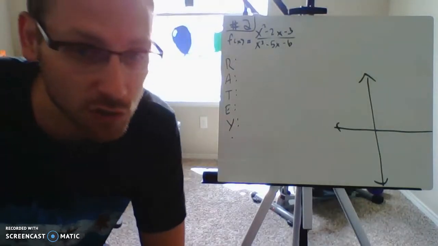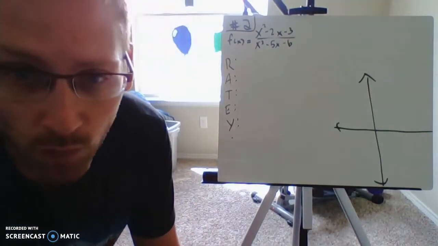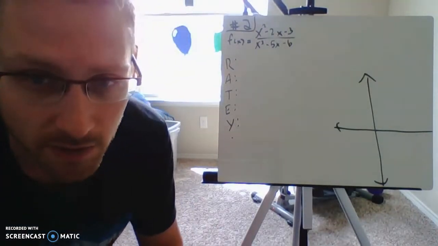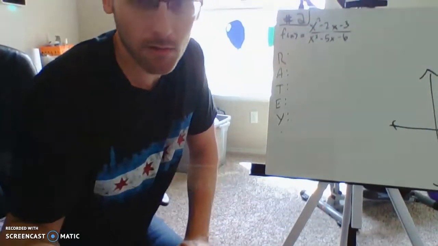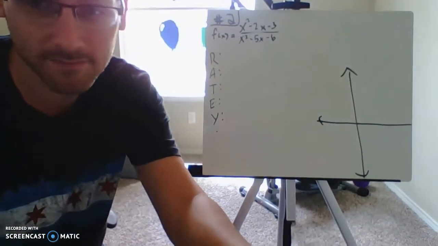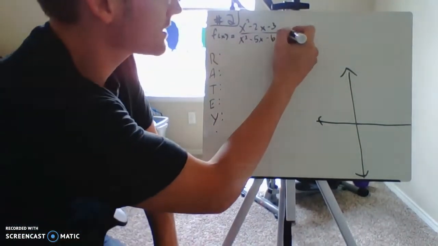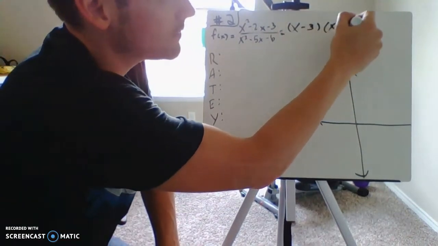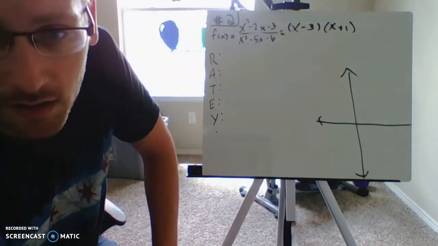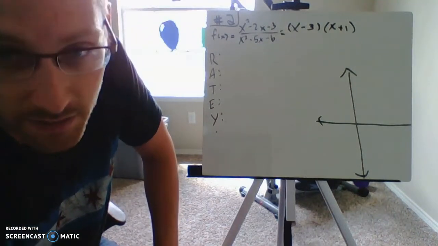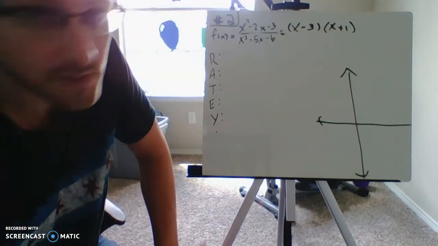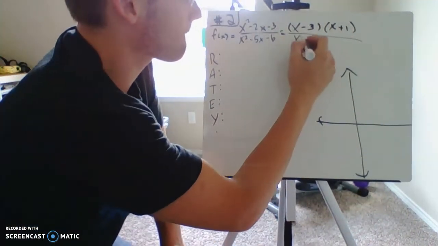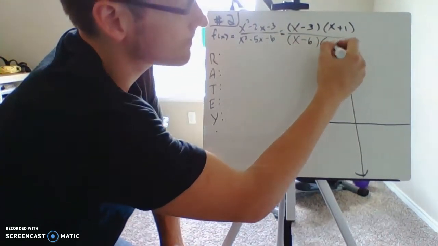The first question we're going to be doing is number 2. We need to factor the numerator and the denominator. It's going to factor out as x minus 3 and x plus 1. And then we're going to factor the denominator as x minus 6 and x plus 1.